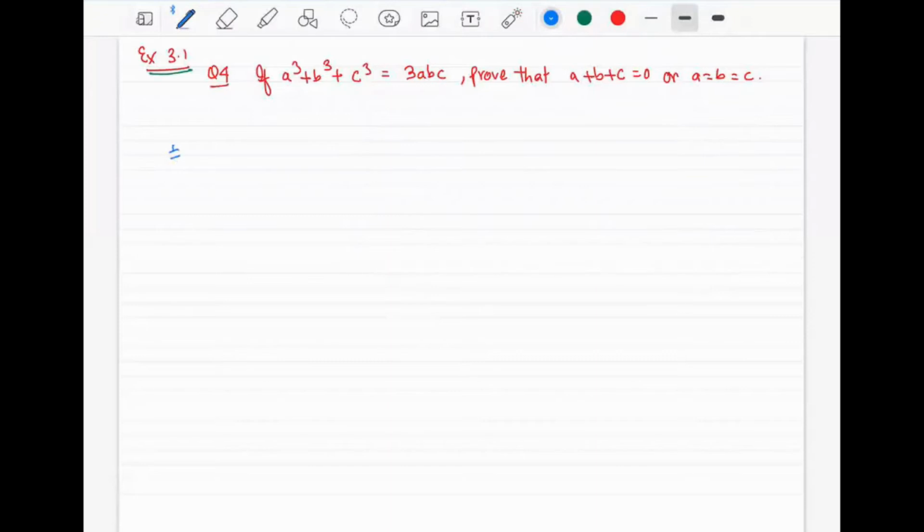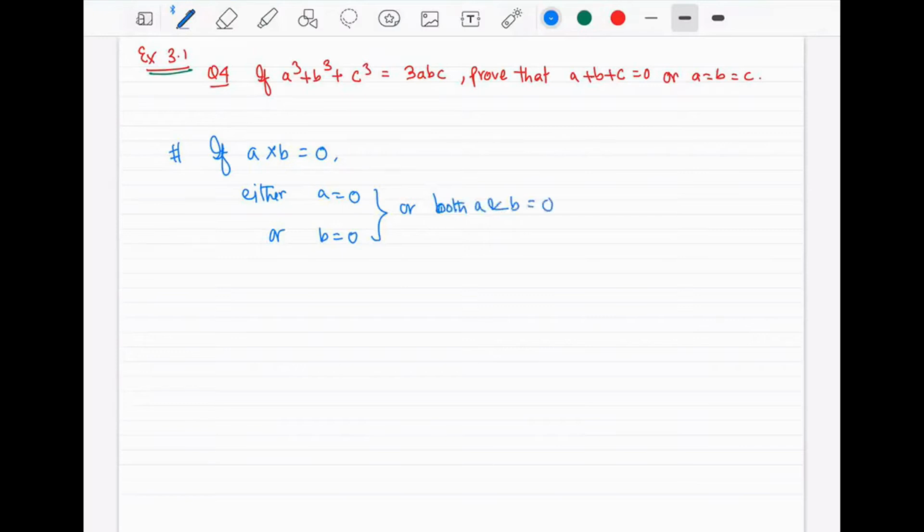First concept, you note this down. If A into B is equal to 0, we will have either A equal to 0 or B is equal to 0, or we will have both A and B equal to 0. Let me explain. If two numbers A and B are multiplying, we don't know what values A and B are. If they multiply and we obtain the value 0, one of them will be 0 or both of them will be 0.